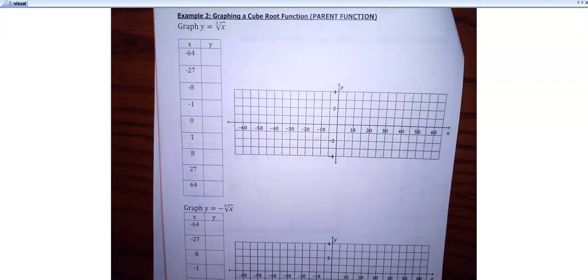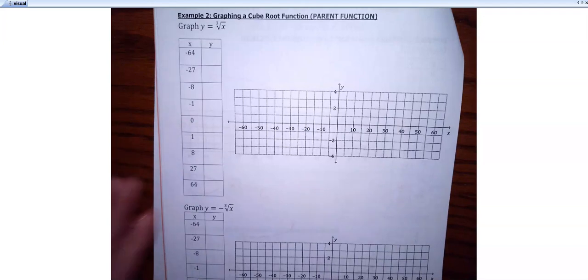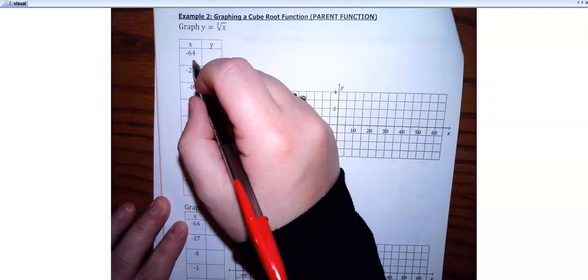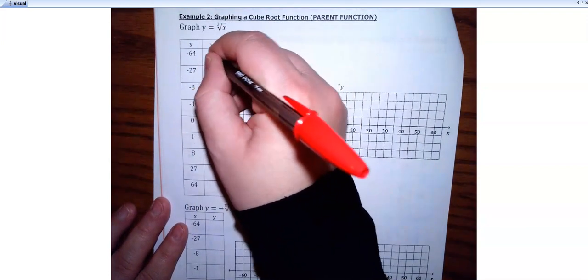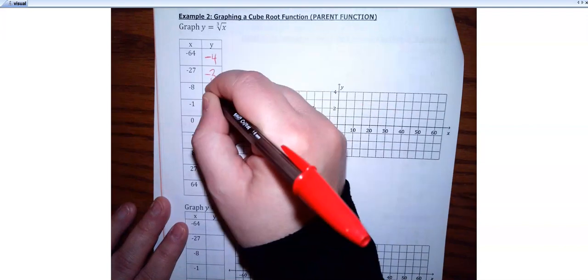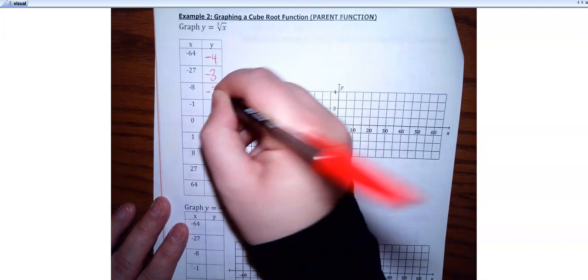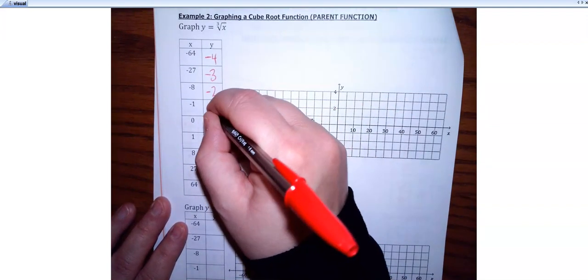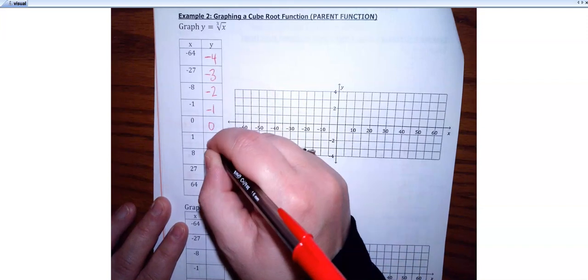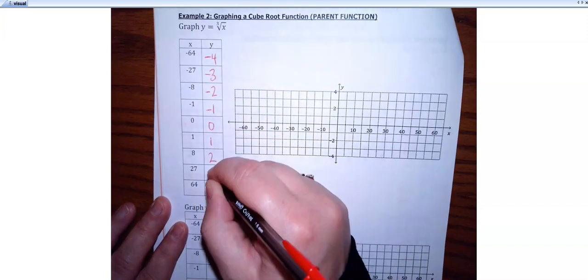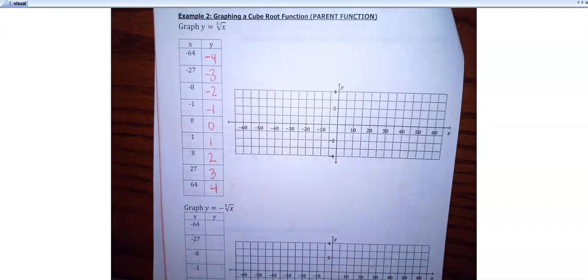Okay, now on the back, we're going to do cube roots. So you can take the cube root of a negative number, and I do have 2 different versions of these. This is just a basic parent function, just cube root of x, just to show you what this looks like. So if I take the cube root of -64, I get -4. Cube root of a negative is going to be a negative. So I have -4, -3, -2, -1, 0, and then cube root of a positive is a positive. So 1, 2, 3, 4, just so you guys can see the general shape here.